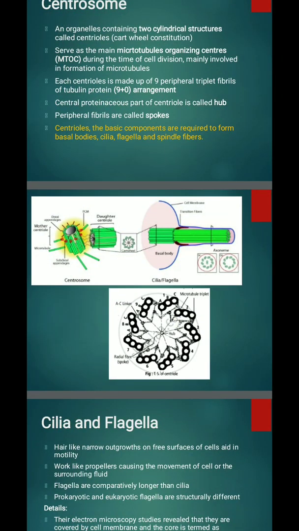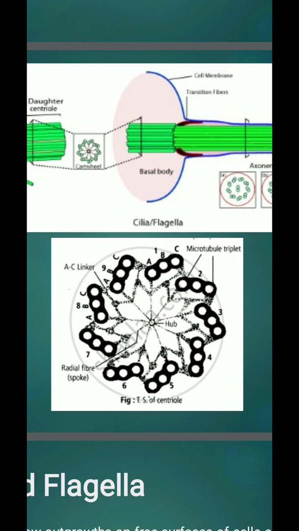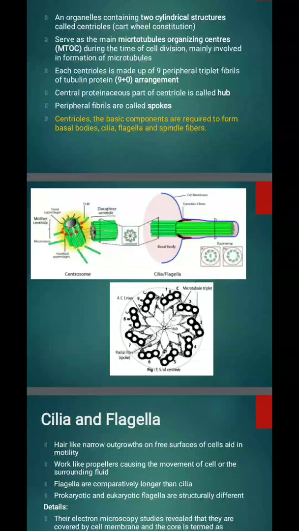Now the next label is spokes. What do we mean by that? The peripheral fibrils are attached to the center at the hub by radial fibers, or radial spokes. So the peripheral tubules are attached to the center by structures called spokes. Okay, so this is the basic pattern of each centriole.